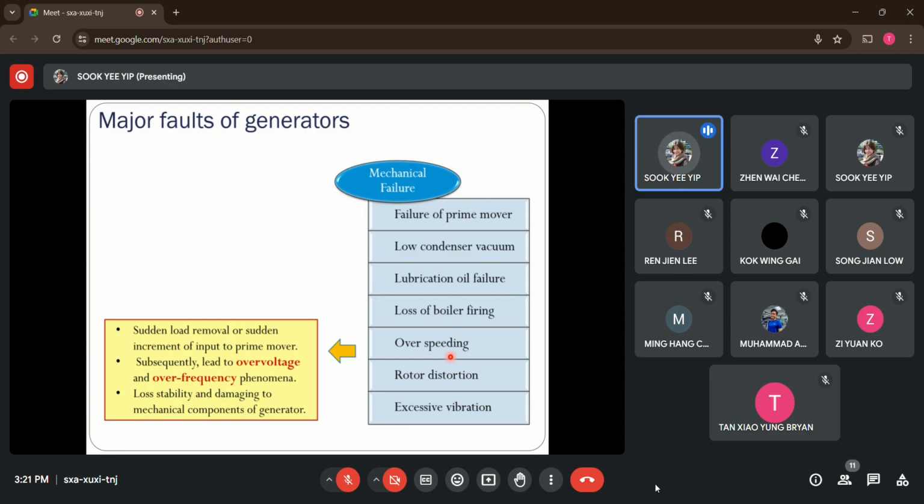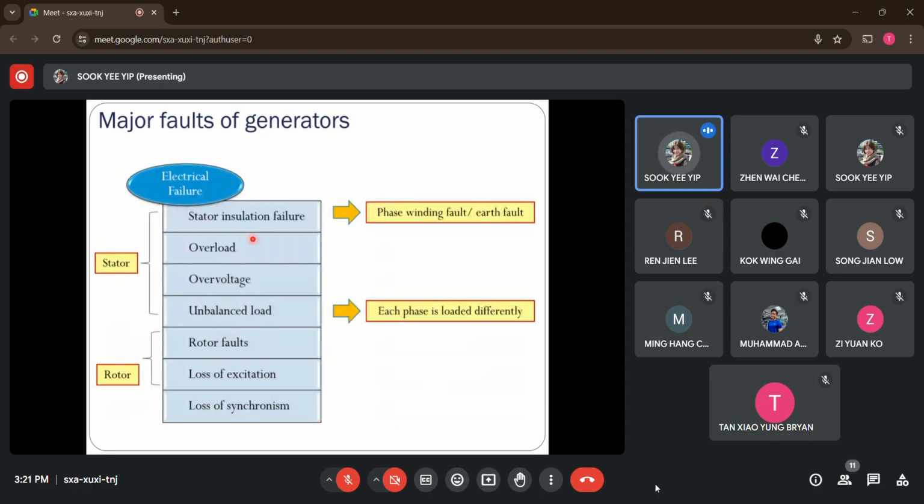Not only this, the rotation might be distorted. We have vibration, excessive vibrations. This could be considered a mechanical fault as well for generators. So this is for mechanical failure. So how about electrical fault?